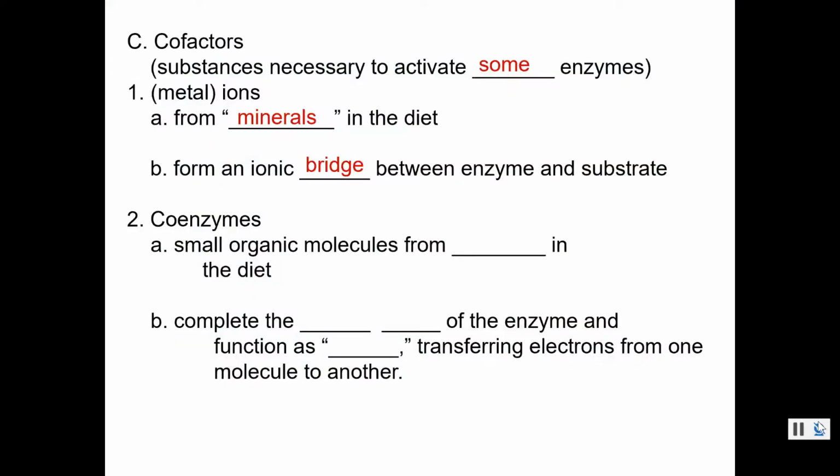Okay, so let's look at organic cofactors, which we also call coenzymes. They work a little different. They are organic, which is why we can also label them coenzymes. These are your vitamins, and they work a little differently. They actually complete the active site of the enzyme. And they're also going to be important with carrier molecules. So let's go back to my little drawing here.